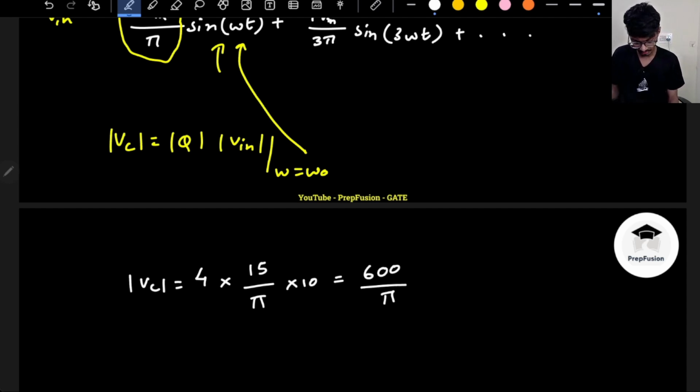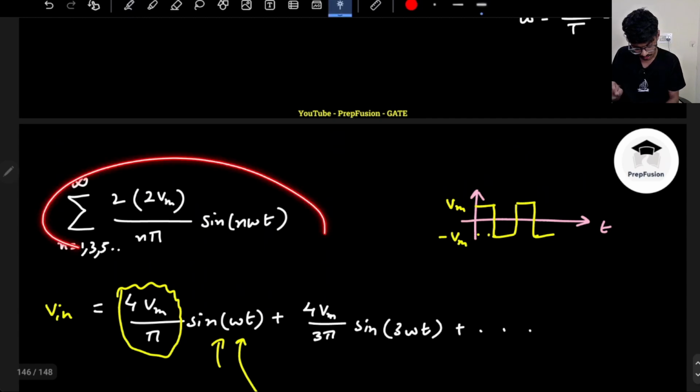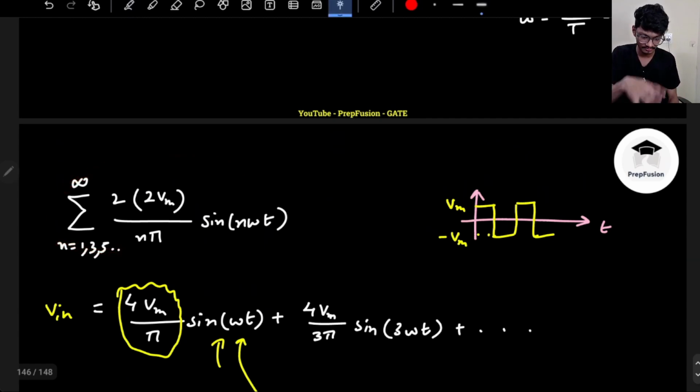So what is 600 divided by pi? Almost I think somewhat 200 it will be there. 600 divided by pi, so it is 191 volts. So this will be your answer basically for this question. So this is a very good question and very elegant question. And if you could not understand this portion, don't worry, just study the signals. After that again come back to this question, you will totally understand.